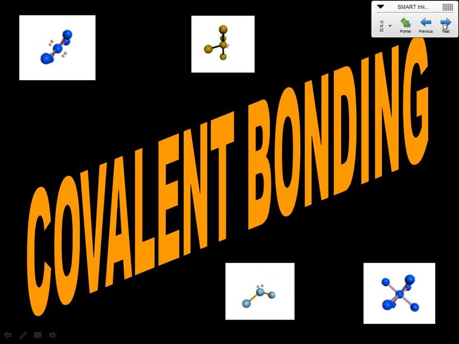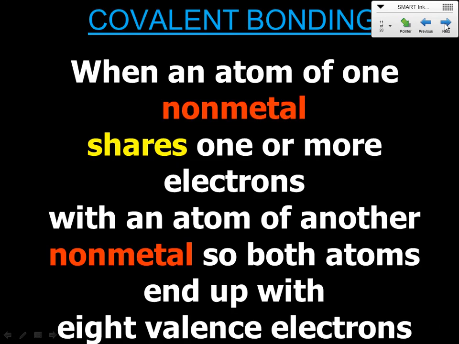Next, let's talk about covalent bonding. Covalent bonding is when an atom of one nonmetal shares 1 or more electrons with an atom of another nonmetal. So both atoms end up with 8 valence electrons. In ionic bonding, we had a metal bonding with a nonmetal. In covalent bonding, we typically have 2 nonmetals. Instead of one giving up an electron, they're going to share electrons.